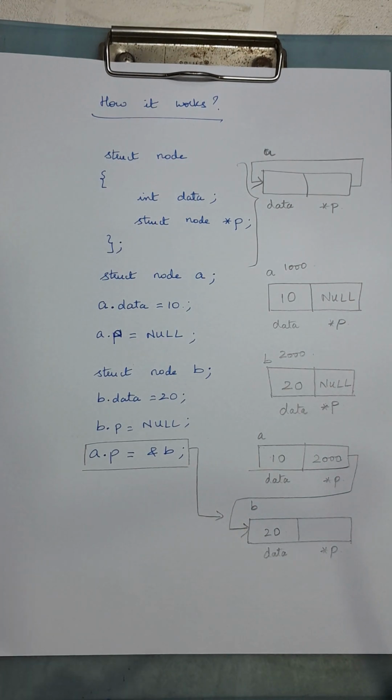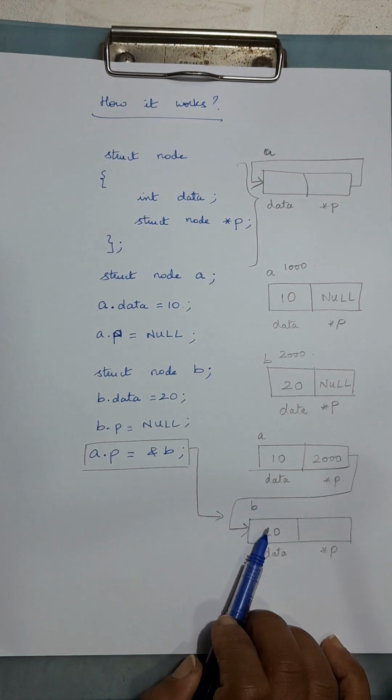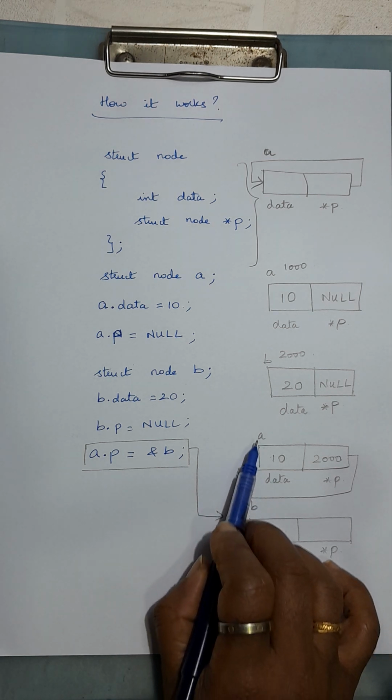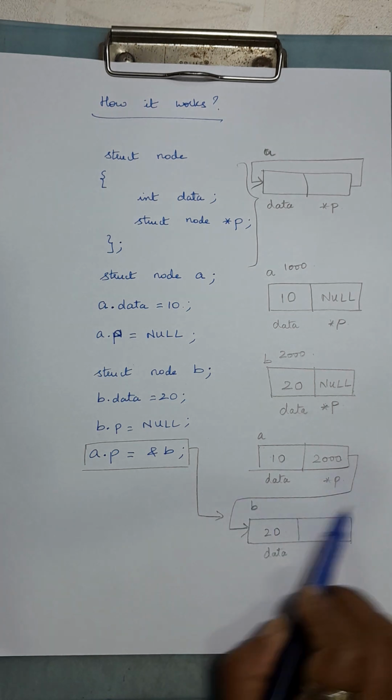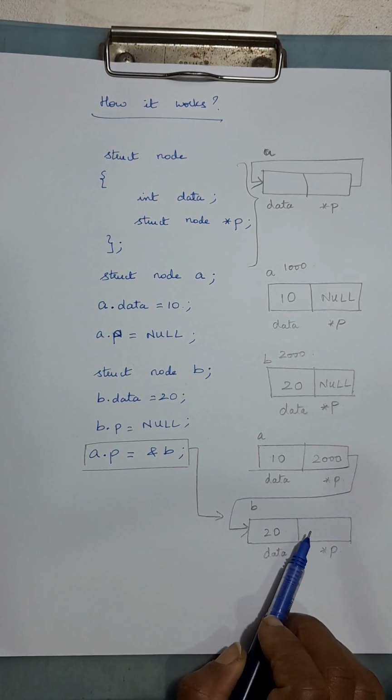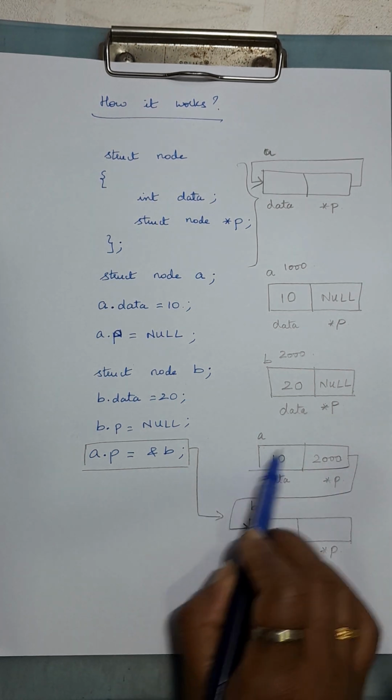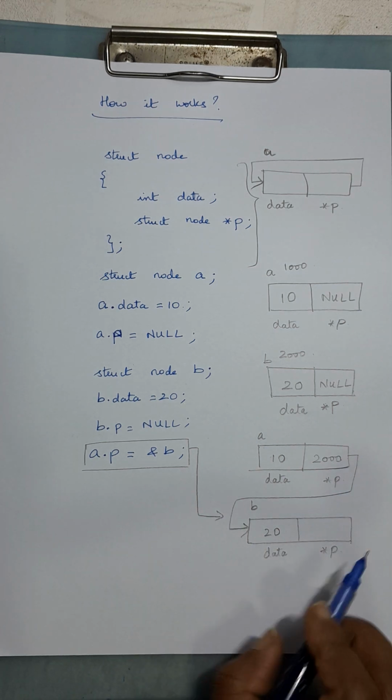Okay, fine. Now we understood. So A and B are of the same structure. Now I am trying to link. So it is a self-referential structure. Either it can point to itself or it can point to another structure of the same type.